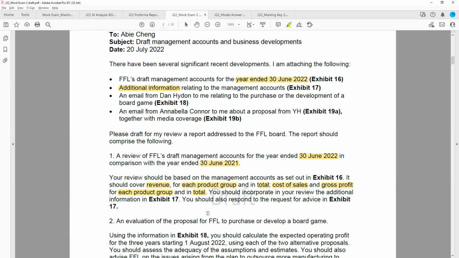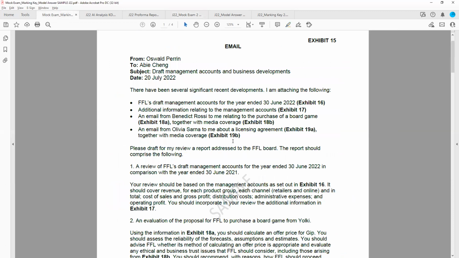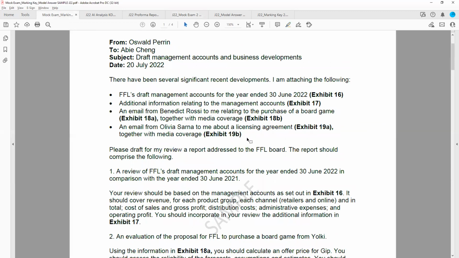Now you can see it says you should also respond to the request for advice in Exhibit 17. So therefore, in this requirement 1, we do have an additional piece of analysis. If you think back to mock exam 1, we didn't have that there. In mock exam 1, it was revenue, cost of sales, gross profit, but then also an operating profit analysis, and there wasn't that additional one-off issue to have to deal with.